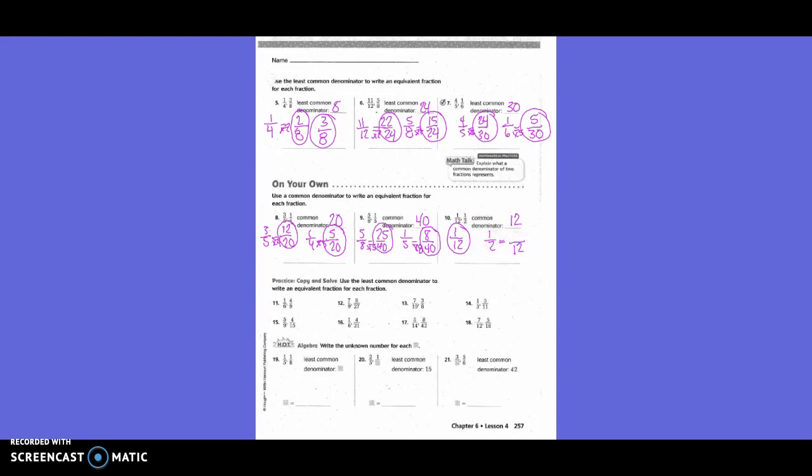How did I get from 2 to 12? Times 6. What I do on the bottom, I also have to do on the top. So 1 times 6 is? 6/12. My answer is 6/12.